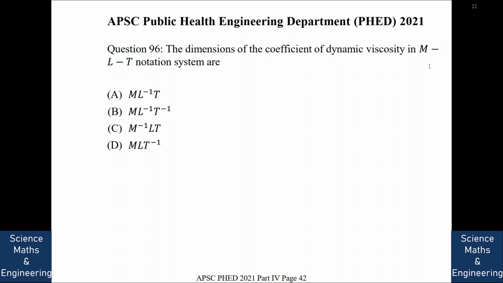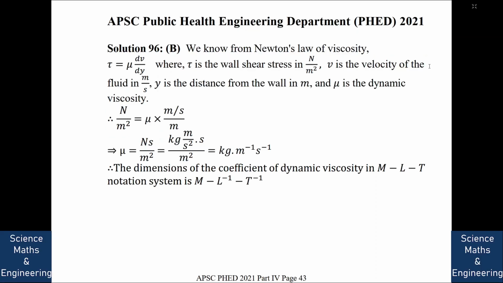The dimension of the coefficient of dynamic viscosity in mass, length, and time notation system are. So the answer is, from Newton's law of viscosity, tau is equal to mu dv by dy. So from here, we can see the coefficient mu, that is dynamic viscosity, is kg per meter per second. So it is M L to the power minus 1 T to the power minus 1. So option B is the correct answer. So we'll go to the next question.